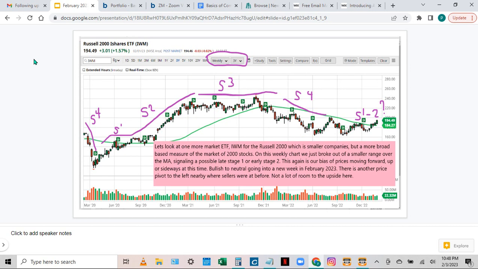So again, this is Russell 2000. This is a weekly chart, showing the stages as I see them, how this ETF transitioned on a weekly time frame from stage 2 to 3 to 4 back to 1, possibly into an early stage 2. So again, price is just now coming above that moving average line. That can be about the only indicator that I use. I'll let you guys just look at that for a minute.